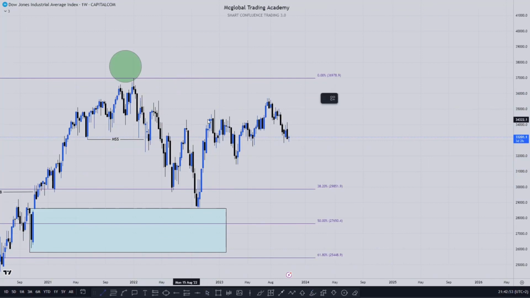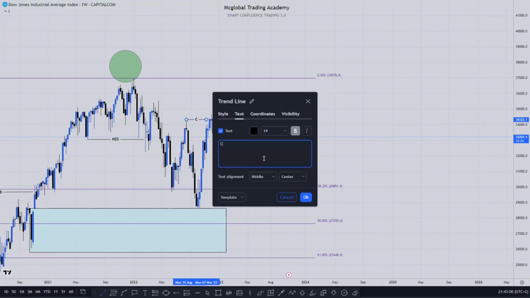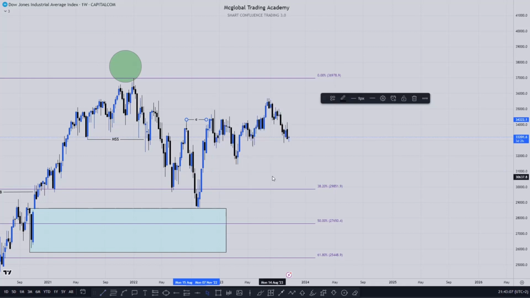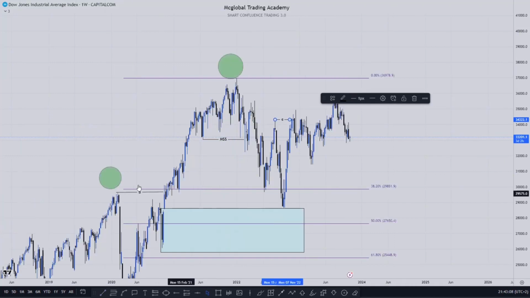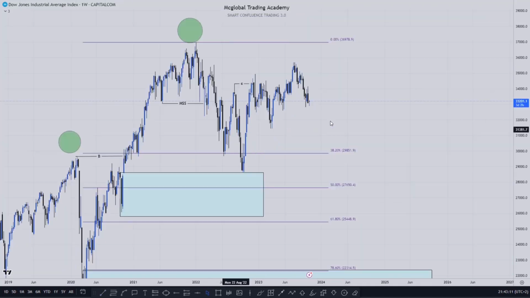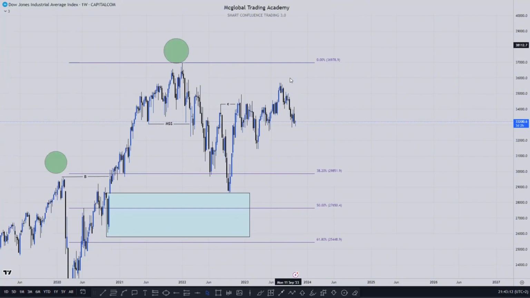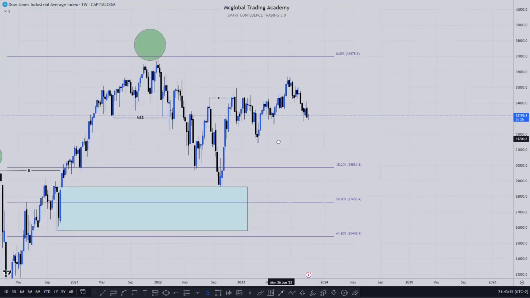The previous internal high was this one, which is a minor change of character. The reason why it's a minor change of character is because it's just a continuation of the same order flow. The major change of character is the one that would have initiated the bullish order flow, or the bullish market movement. But this one is just a minor one.